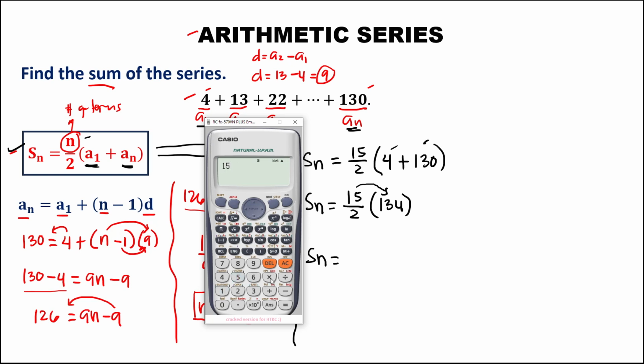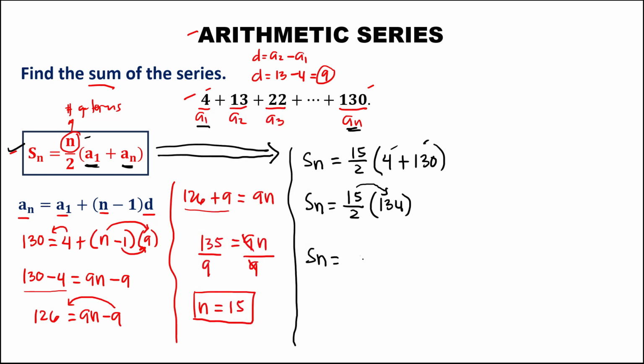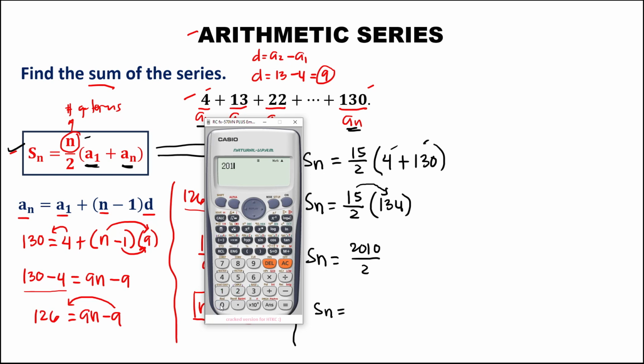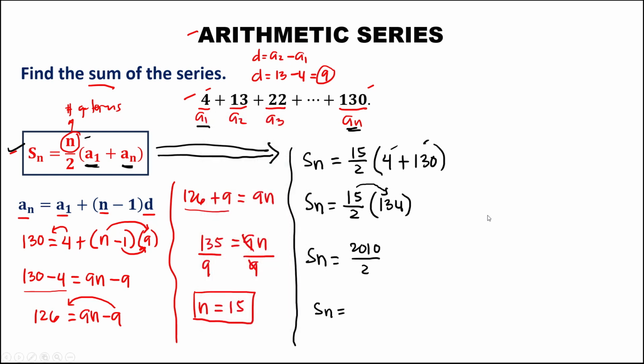Then we have the sum of the numbers equals, so multiply this 15 times 134. So that's 2010. Then divide by 2. So to solve now for the sum of the series, we have 2010 divided by 2 equals, so the sum of the series is 1005. So this is equal to 1005.